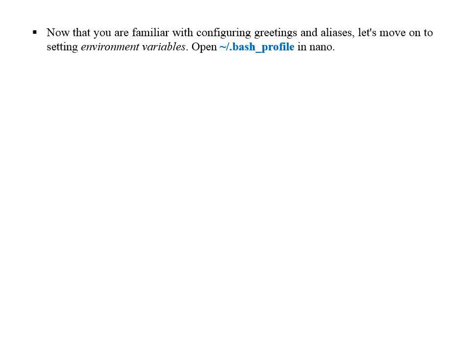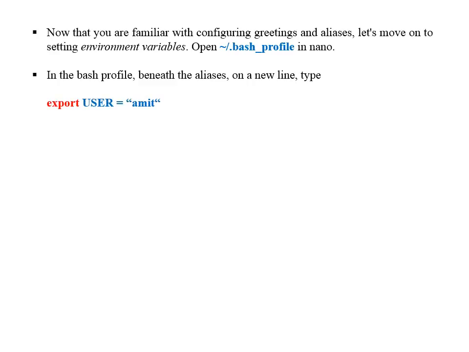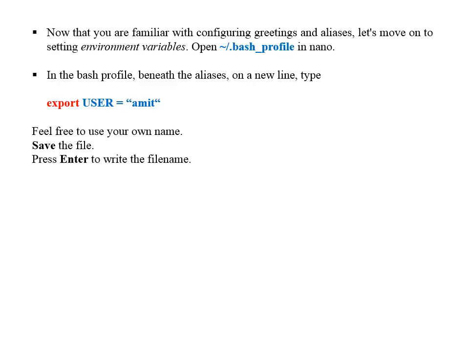Open ~/.bash_profile in Nano. In the bash profile, beneath the aliases, on a new line, type export USER=omit. Feel free to use your own name. Save the file. Press Enter to write the file name. Exit Nano.